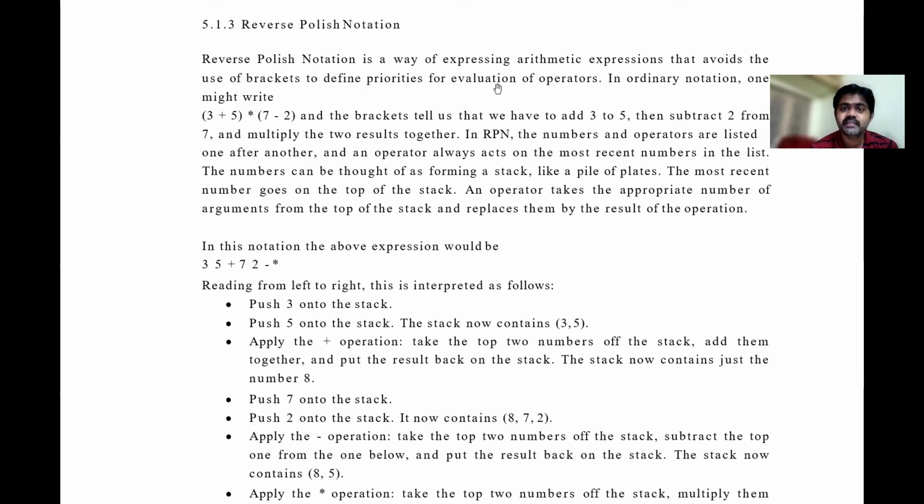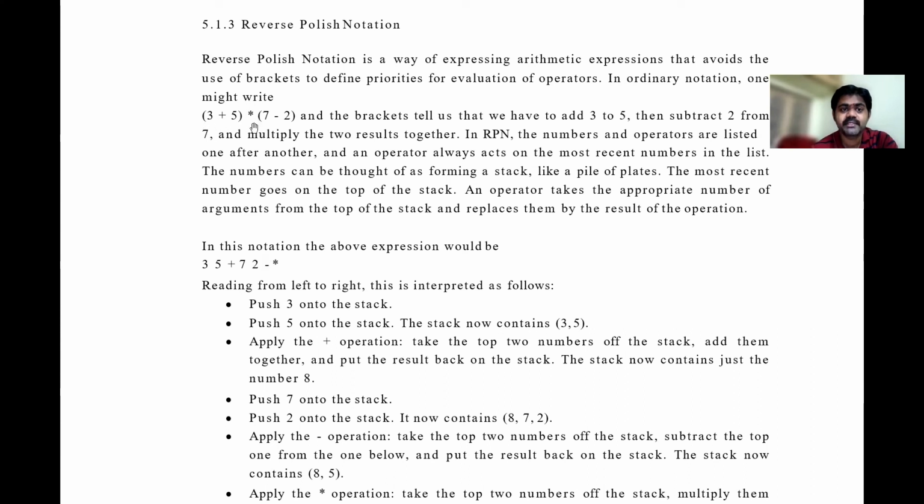So reverse polish notation is a way of expressing an arithmetic expression that avoids the use of brackets to define priority for the evaluation of operators. For example, (3 plus 5) into (7 minus 2), where the brackets tell us that we have to add 3 to 5, then subtract 2 from 7, and multiply the results together. In reverse polish notation, the numbers and operators are listed one after another, and an operator always acts on the most recent numbers in the list. In this notation, the above expression would be 3 5 plus, then 7 2 minus.